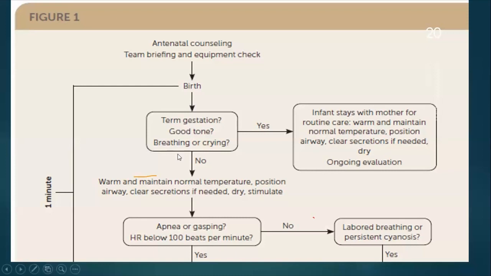But if the child has poor tone or breathing, is gasping or not crying, we continue to warm and maintain temperature, position the airway, clear secretions if there are any, and gently stimulate the child by rubbing the back and the sole of the baby. Still, if the patient has apneic or gasping breathing, or if the heart rate is less than 100, we continue to positive pressure ventilation.